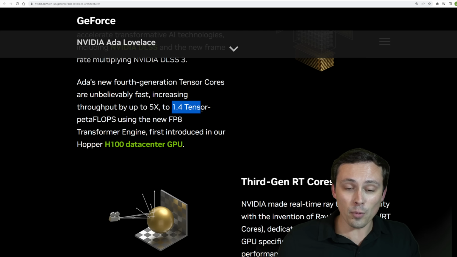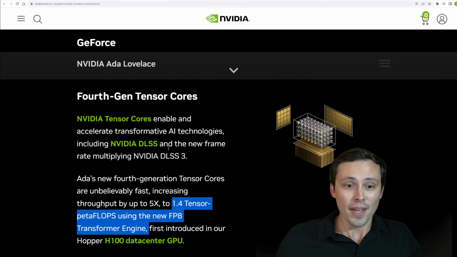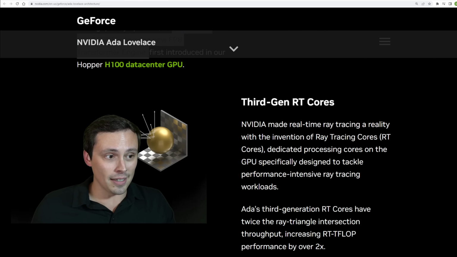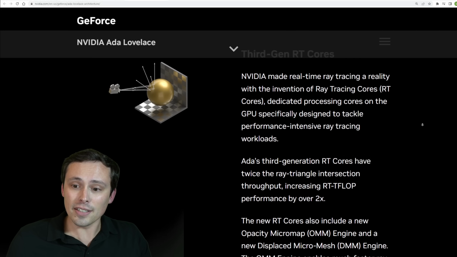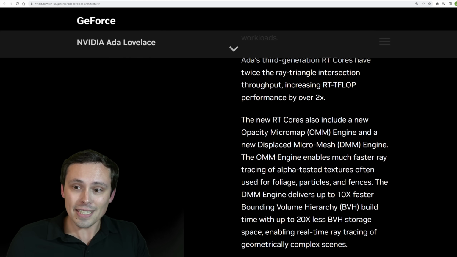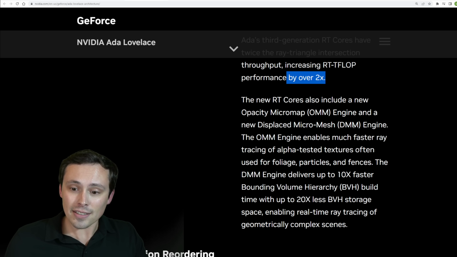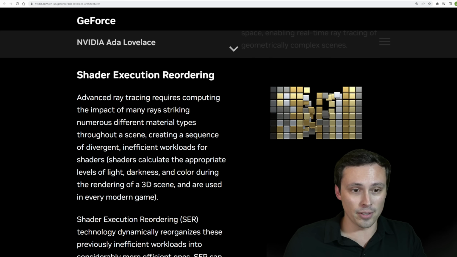And the actual 1.4 tensor petaflops using the new FP8 transformer engine from their Hopper GPUs, which are a data center GPU, I mean, that does sound pretty insane. Now, they're jumping to their third gen RT core, and this does seem to have some big performance gains. And they're saying that their RT teraflop performance is over 2x performance. And this gets really interesting on some of the details when we get down into the shader execution reordering.